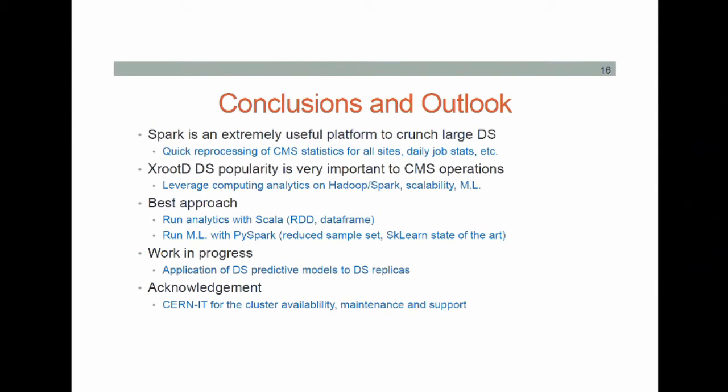In essence, Spark is an extremely widely used platform to process large datasets, and CMS really benefits from this platform. And dataset popularity in particular is very important for our operations, and it has fueled a lot of activity in computing analytics and machine learning. So far, the best approach for us is to run analytics with Scala because of the RDD and data frame built-in features, and then run machine learning with PySpark, because at that moment the sample set is smaller and the machine learning library, scikit-learn, is the state of the art. And finally, work in progress: besides the dataset caching policy that you have seen, we are also working on dataset placement, so the application of dataset predictive models to the replicas.